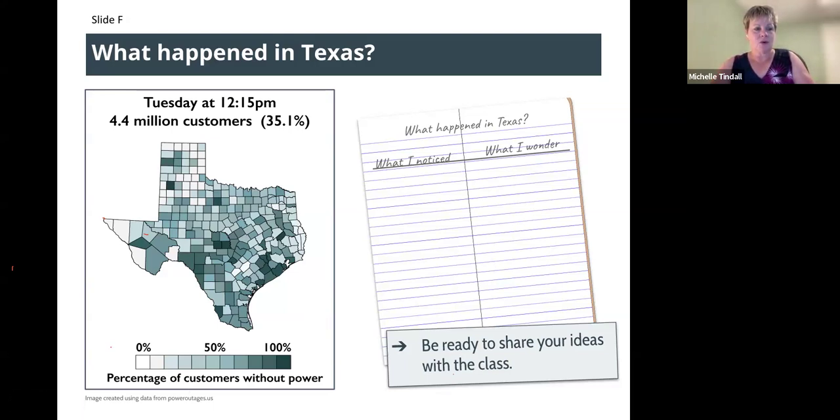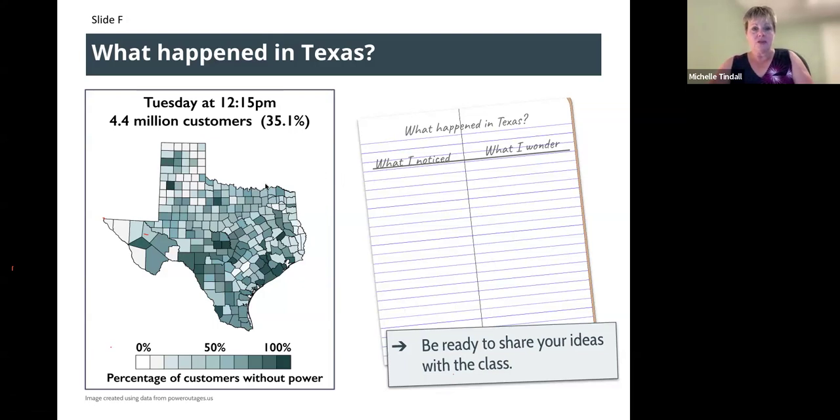Okay, and noticing that more lost power in the south, right? Wonder if the darker, closer to 100% areas are urban areas, right? We've got some great wonderings why the Gulf Coast area was affected more. What's the population density in those counties? So if it's 100% or nearing that 100% without power, is it a lot of people or not too many? So we've got some great wonderings going on here. So we're going to move on with what you noticed and what you wondered.